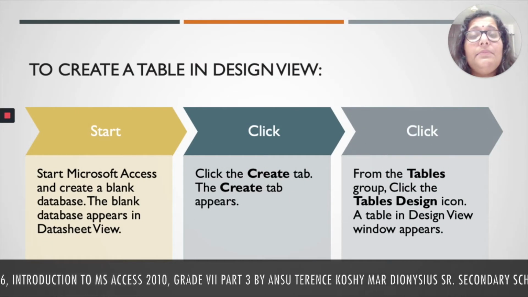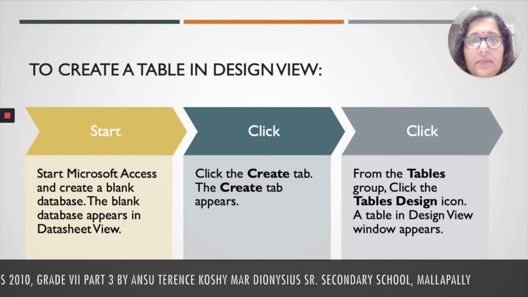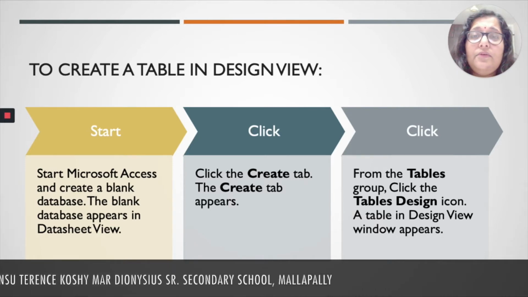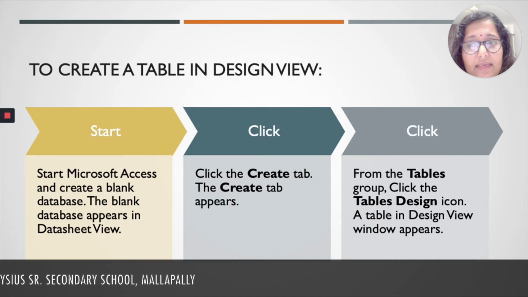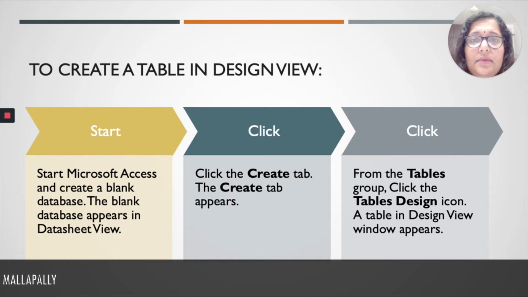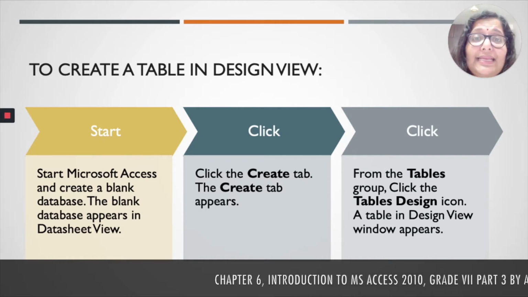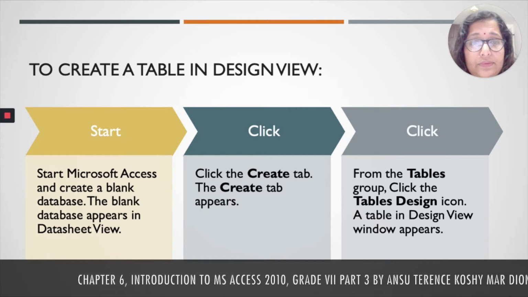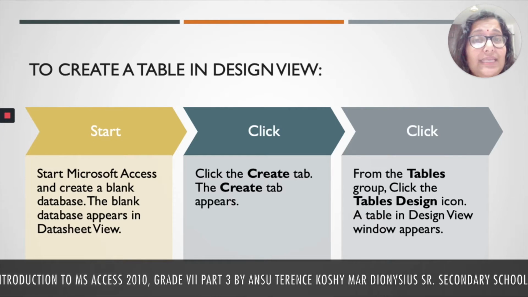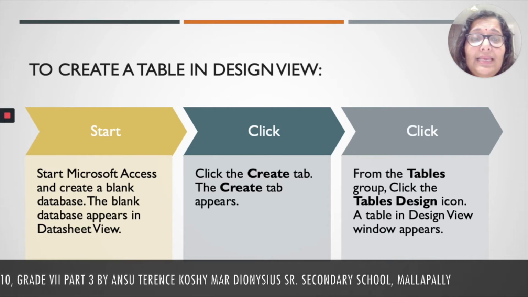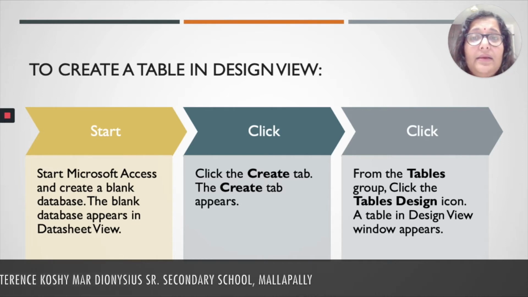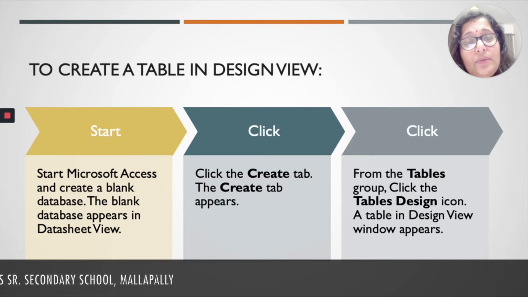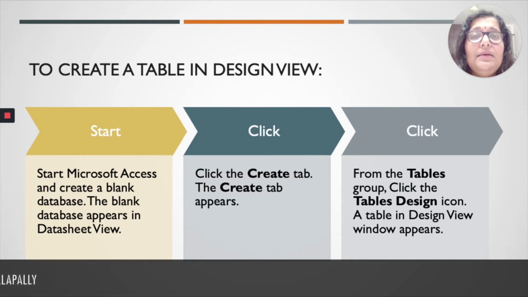How can we create a table in design view? First, you need to start Microsoft Access and create a blank database. The first step is the same. The blank database always appears in the datasheet view. Then you have to click on the Create tab. From the Tables group, you have to click the Tables Design icon. A table in design window appears.